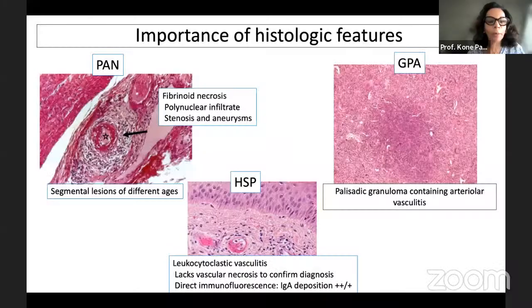were not at the right place because the lesion may be segmental and of different ages. In HSP, in general, you don't need a cutaneous biopsy to make the diagnosis, but if you have any doubts, you can do it, and you have a leukocytoclastic vasculitis, and you may have IgA deposition. And in GPA, you may have palisadic granuloma containing an arteriolar vasculitis.